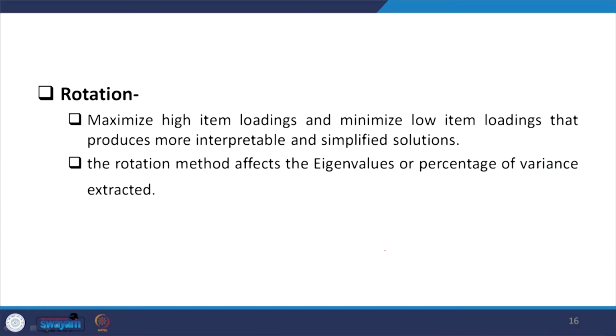The rotation maximizes high item loadings and minimizes low item loadings, which produces more interpretable and simplified solutions. The rotation method affects the eigenvalues or percentage of variance extracted. Based on the rotation, we can sort the variance and interpret accordingly. There are some standard rules of rotation as well, which we will explore through our explanation.